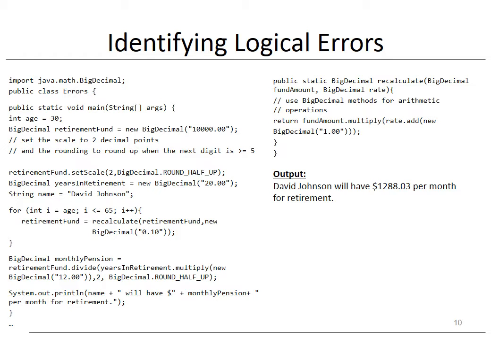Also, the years in retirement and rate variables are defined as BigDecimal. Note how we use methods from the class BigDecimal to perform calculations such as divide, multiply, and add. If we now run this class, you can see the result of the rounding as it prints out. David Johnson will have $1,288.03 per month for retirement.